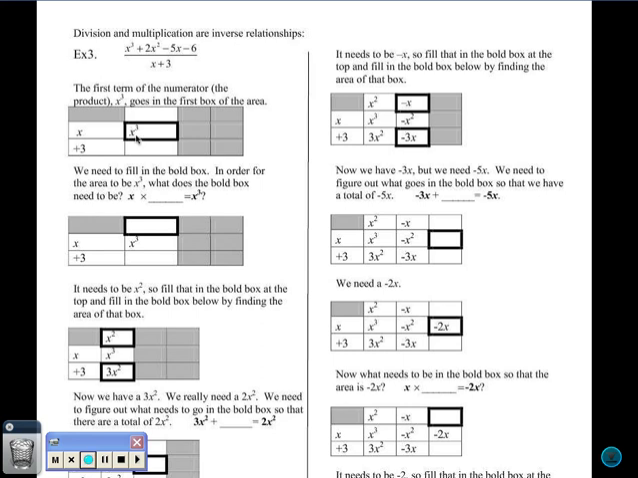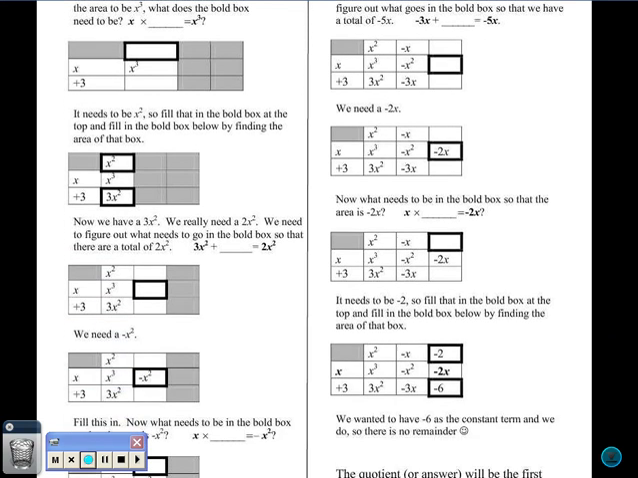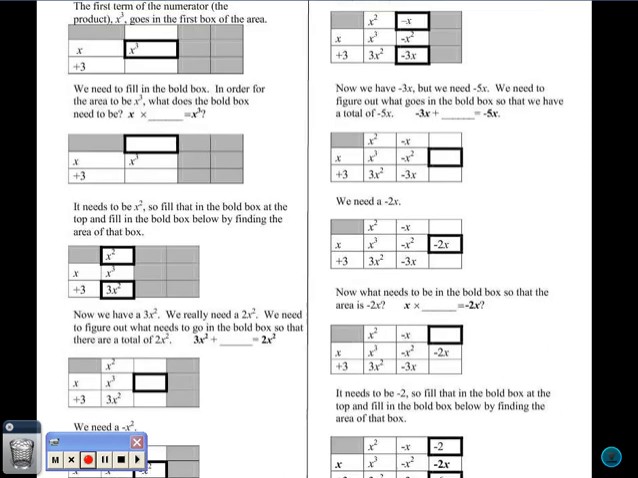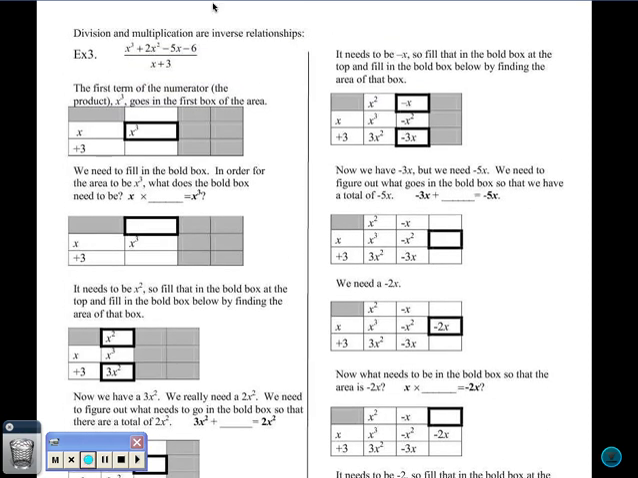So we know that this is x cubed. If this is x cubed, what would go here? Well, the only way to get x cubed, if we're multiplying something by x, is if x squared goes there. So this is kind of like a puzzle that you're going to put together. Then, using multiplication, we can multiply x squared and 3, and we know that this box is 3x squared. Now we have a 3x squared. Well, we really need a 2x squared, because that was what was in the original problem. That's why we're saying we really need a 2x squared.